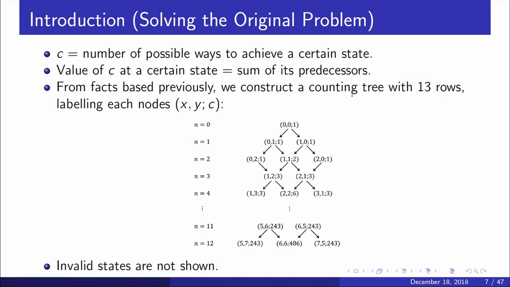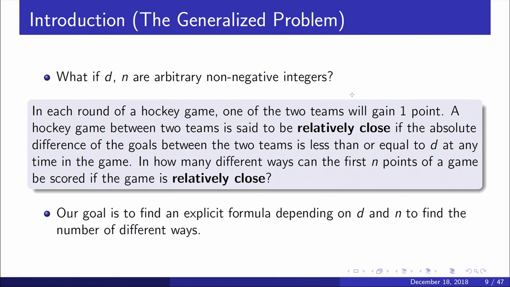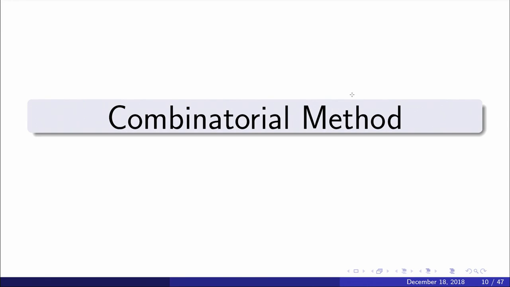From those facts, we can construct a counting tree with 13 rows, labeling each node by x, y, and z as shown here. From this tree, it's quite obvious to find the answer, which is 972. Now we'll generalize the problem. What if d and n are just arbitrary non-negative integers? We have to find an explicit formula depending on d and n to find the number of different ways. Now we move on to the second part, which is the combinatorial method.